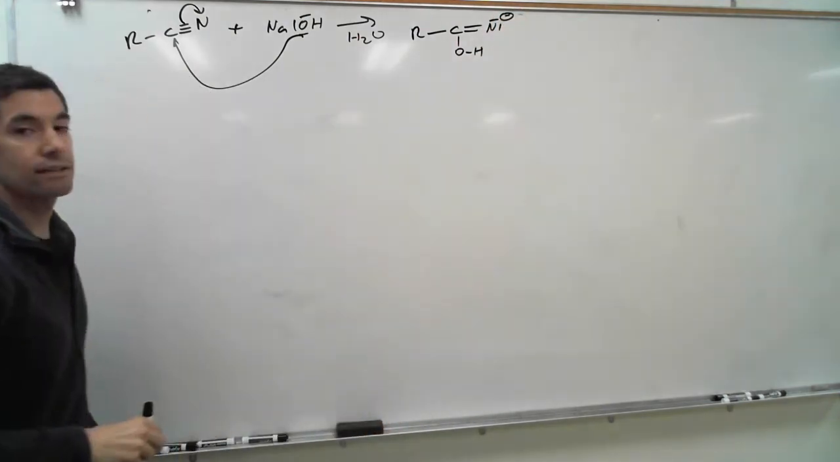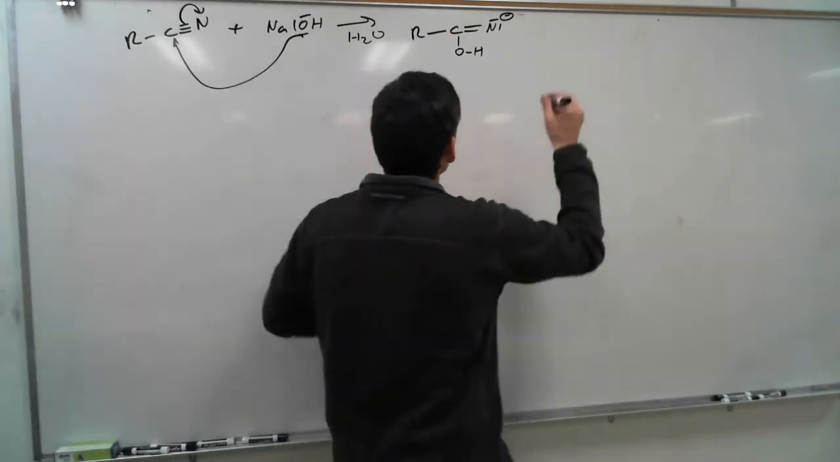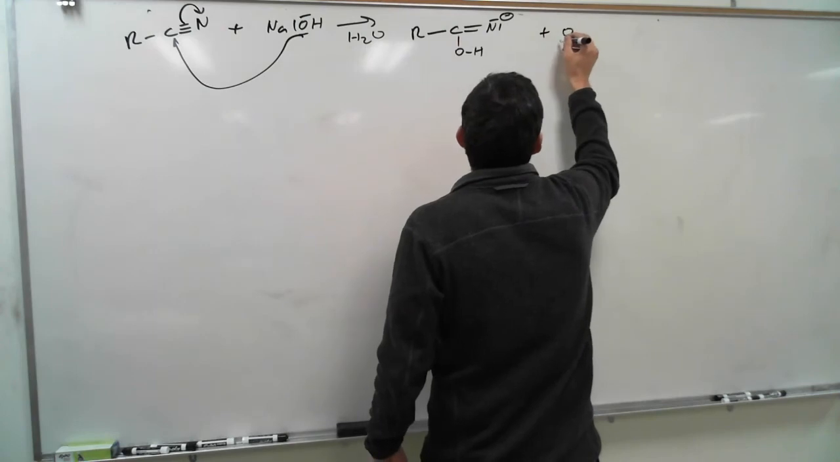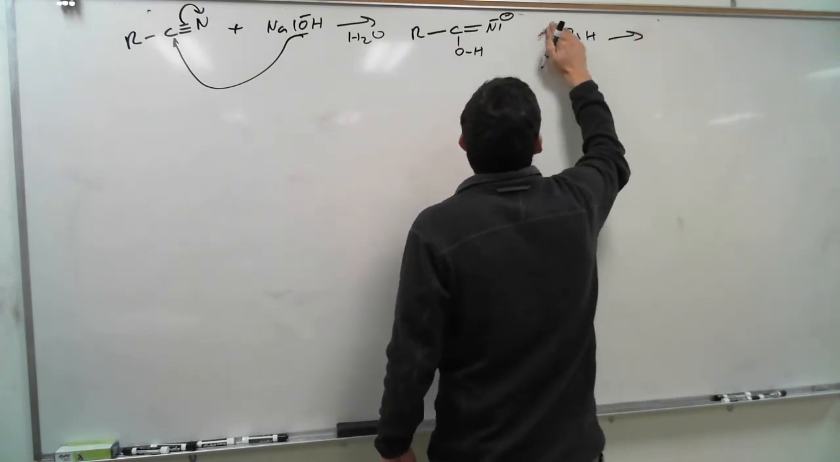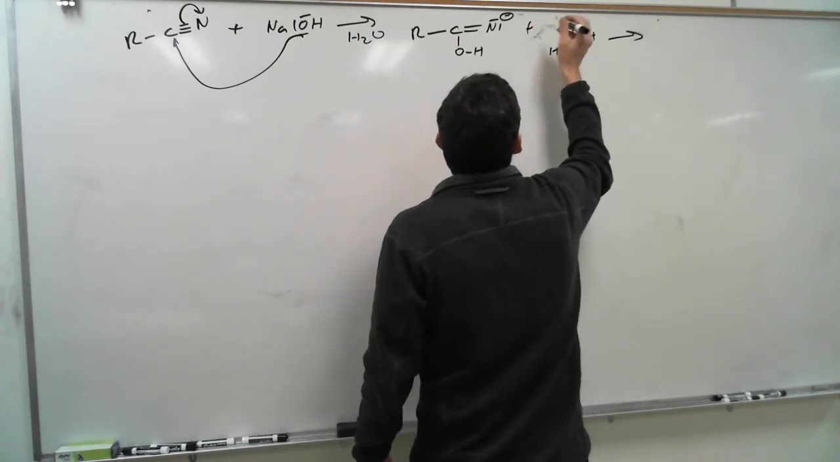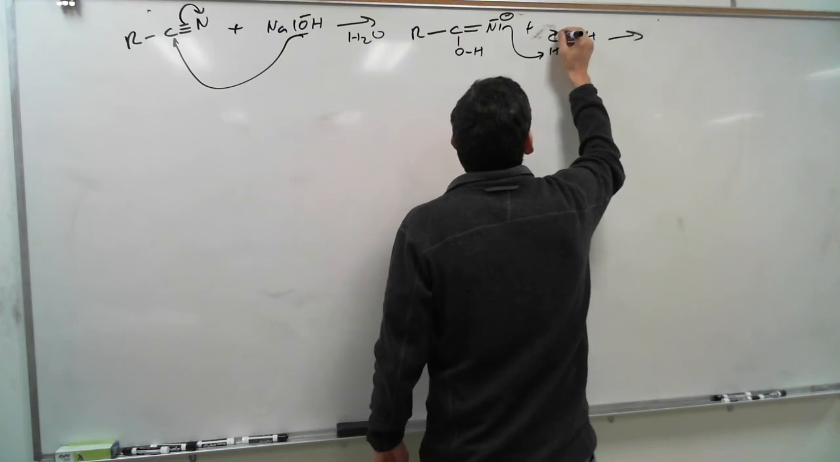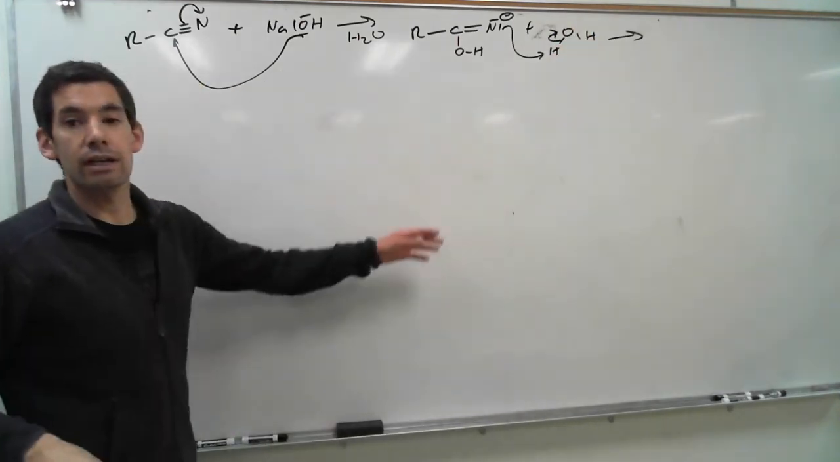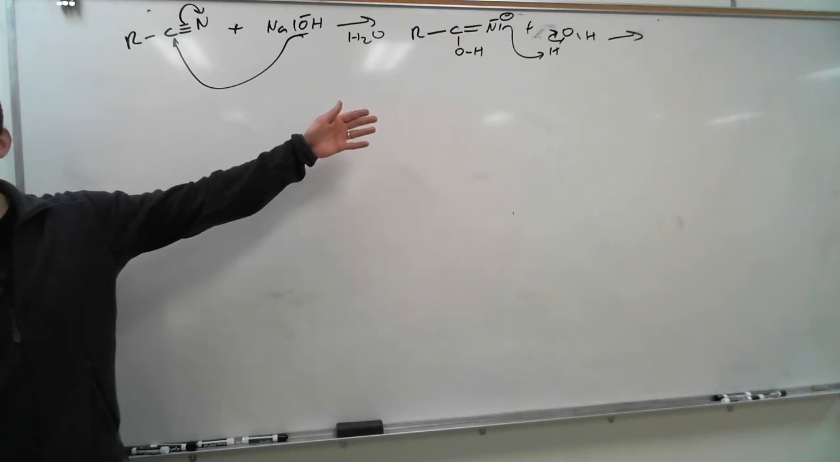Right? Now this nitrogen is negatively charged, right? We don't want a negatively charged nitrogen. What's going to happen? Now, remember, we have water in this reaction. So what we're going to see now is our water is going to come in, and now nitrogen is going to pull off a hydrogen from that water, right? We're going to pull one off.